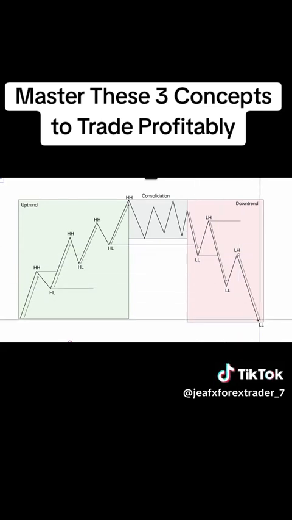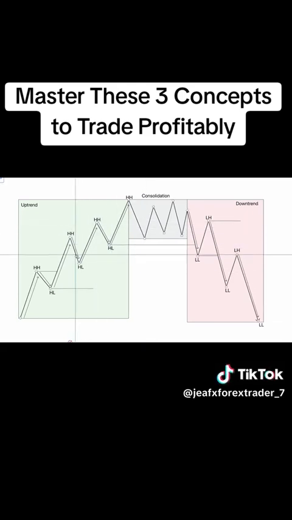Now the other type of movement is the correction or a corrective move. And a correction is simply a pullback. So see here, we have this pullback movement which forms the higher low. That is the correction. And every movement following is also a correction when it pulls back to form a new higher low.